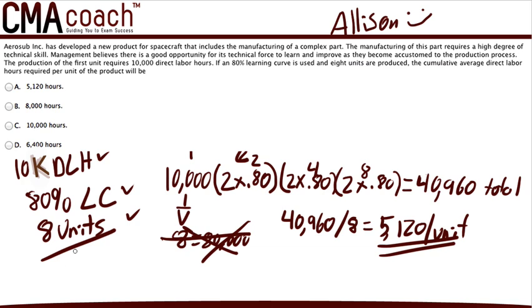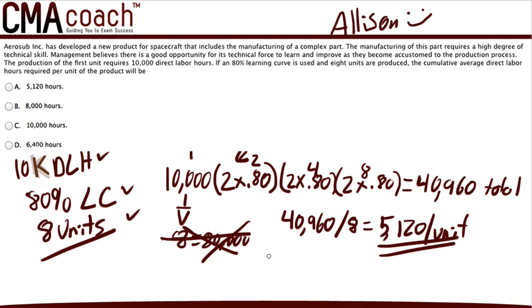And that's the difference between the incremental model and the cumulative model. In the cumulative model, make sure that the question is asking for the average number of hours per unit. Okay, so that's the average of the total units produced after applying the learning curve. In the incremental model, most likely you will be asked to calculate the amount of time required to manufacture the last unit. Like I said, in this case it would be the 8th unit.